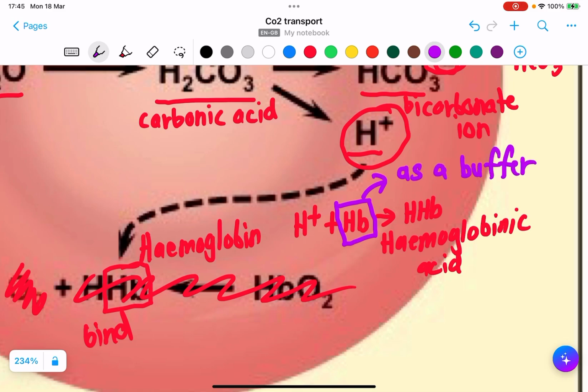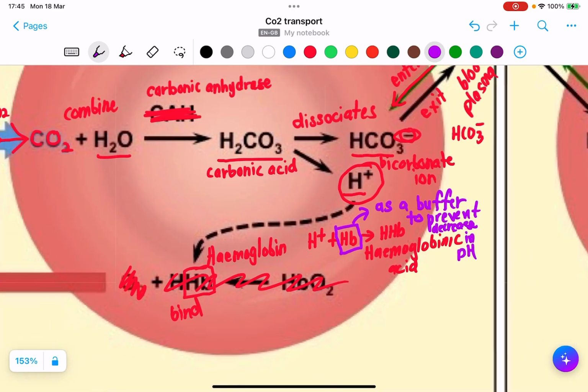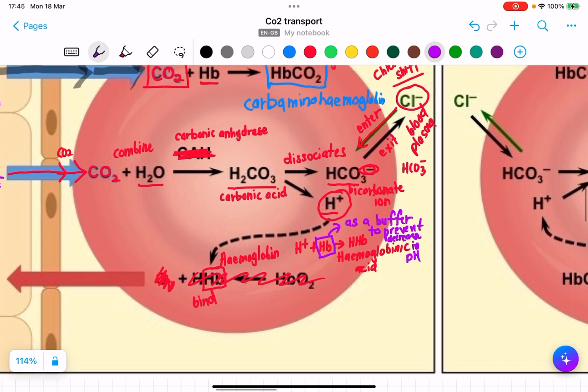Okay? As a buffer. Buffer ni macam cuci charge-charge yang terlebih, terkurang. To prevent... sebab kalau H plus tu banyak, menyebabkan red blood cell ni jadi acid. Kan hidrogen banyak menyebabkan pH jadi rendah, jadi acid. As a buffer, to prevent decrease in pH, ataupun to prevent the pH becoming more acidic. So, bila dia dah gabung, positif tu hilang, jadi tak jadi acid. So, dalam red blood cell ni akan lebih tidak berasid, lebih neutral.